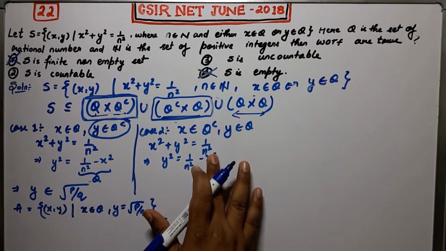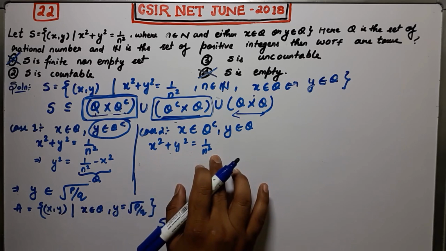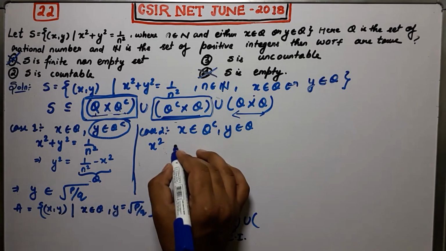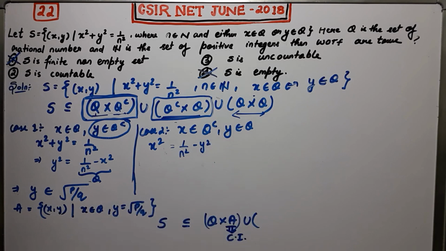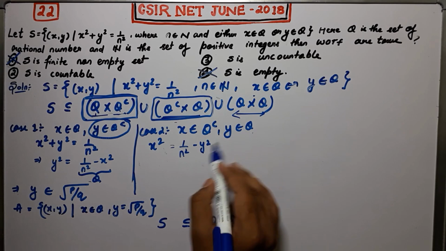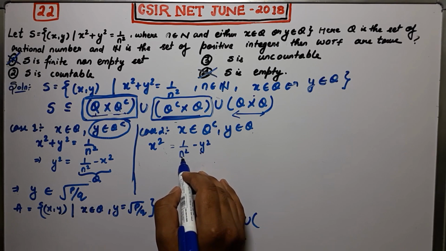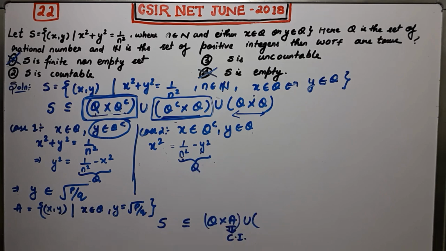Okay, I will not take Y here. From this, what you are concluding is that X square must be 1 over N square minus Y square. Now with this, Y belongs to Q, therefore Y square belongs to Q, and 1 over N belongs to Q, therefore 1 over N square belongs to Q. Therefore this thing actually belongs to Q.